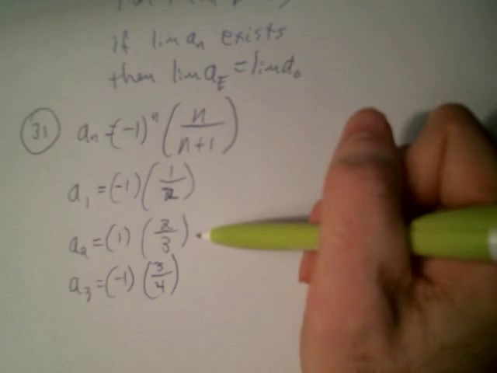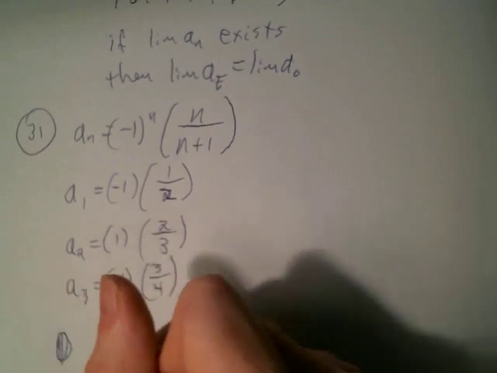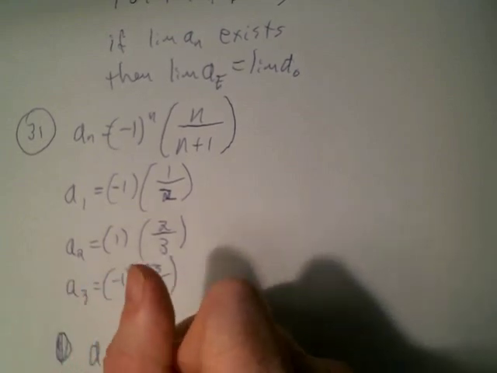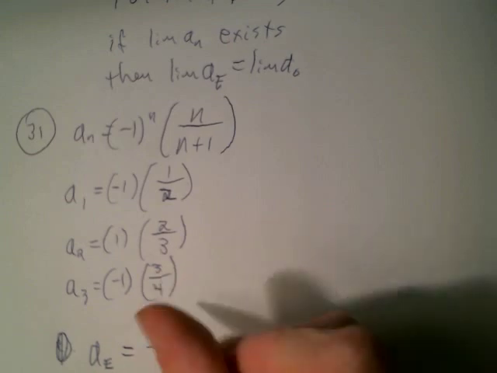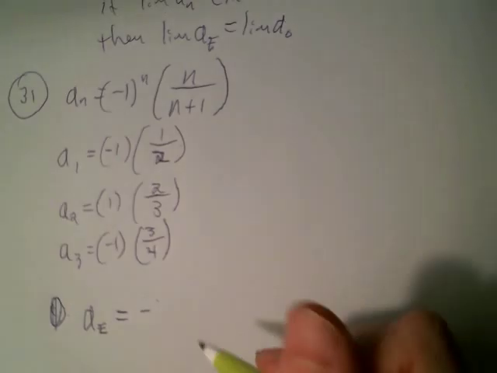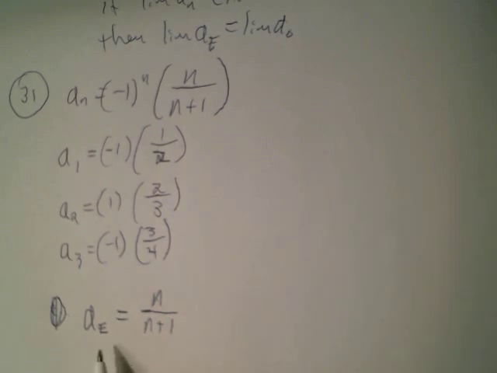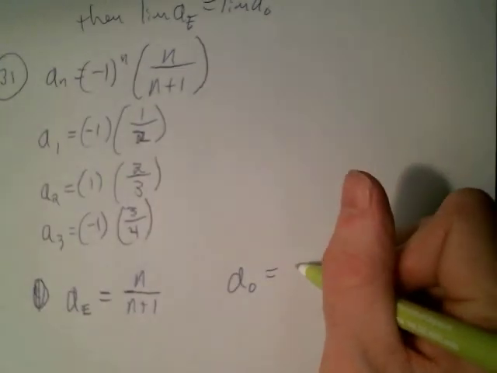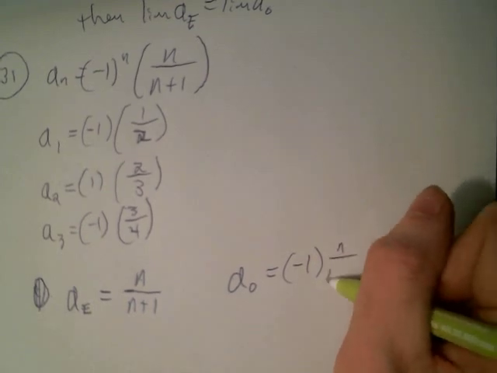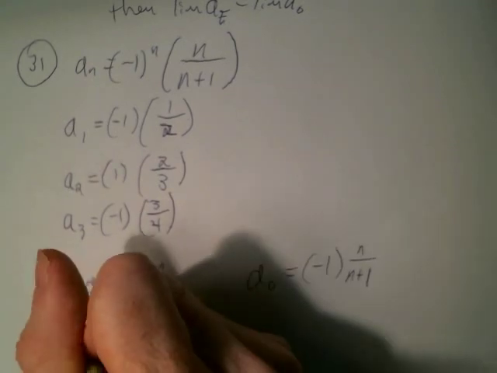Okay, so if we consider the even terms, the even terms are all positive, right? So we could say the even formula would be just plain old n over n plus 1, where the domain that we're putting into this function are even numbers. And then the odd guys would be -1 times n all over n plus 1. And then consider those limits.